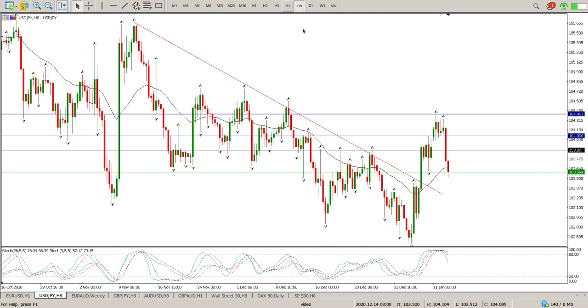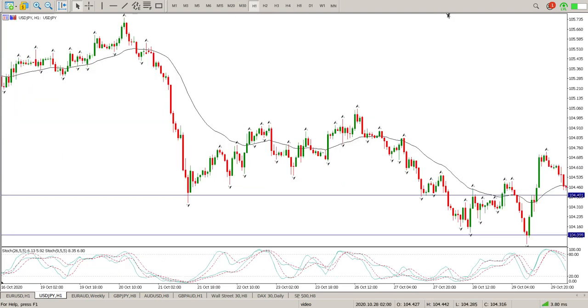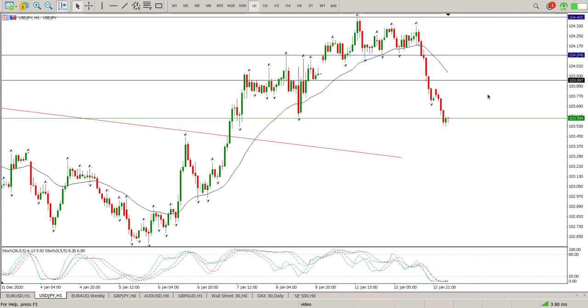Now the interesting thing with US dollar, Japanese yen is we are below the moving average currently. Okay, so same setup here. I'm looking for shorts on this pair, and I'm looking for pullbacks and for some structure to form. So the most logical place at the moment is going to be inside this zone.